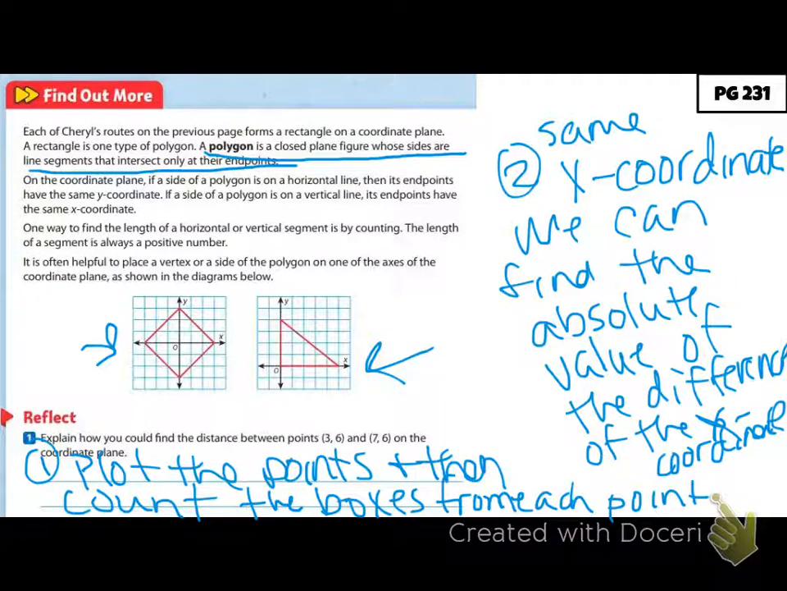So, for example, if we have 6 as our same number, we take our 3 and our 7 and subtract them and find the absolute value of that. Okay, so it would be the same thing as switching those around. We would do 7 minus 3. The absolute value of 7 minus 3 would be 4. Same if we took 3 minus 7, the absolute value would be 4. So the distance between the 2 points would be 4.